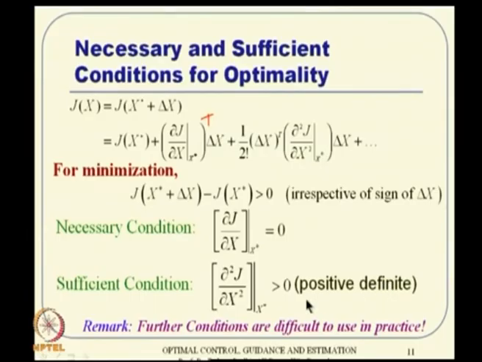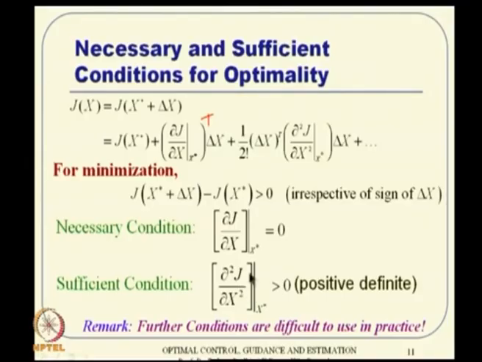Also remember positive definite is tightly linked with the eigenvalues, and del square J by del x square is guaranteed to be a symmetric matrix. That means the eigenvalues are guaranteed to be real. So, all eigenvalues are guaranteed to be greater than or equal to 0, because it is positive semi-definite. This is a symmetric matrix, so eigenvalues are all real.